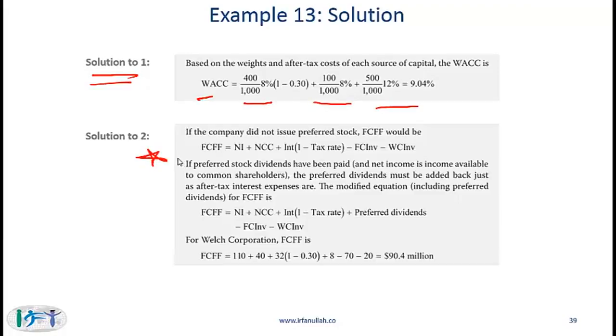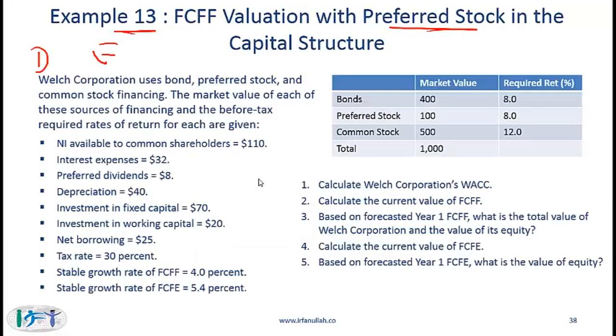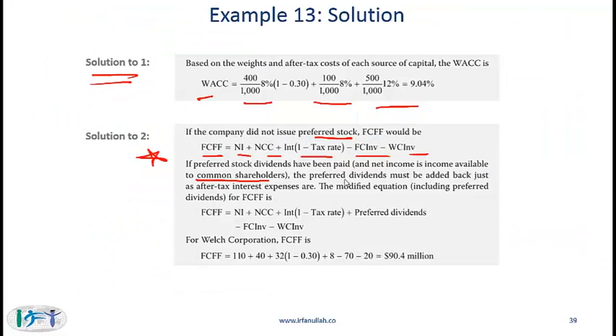Then this is actually the part that is important. If the company did not issue preferred stock, then FCFF would be essentially the relationship that we've been talking about. If preferred stock had been paid and net income is income available to common shareholders, which is what has been defined over here, the preferred dividends must be added back just as the after-tax interest expenses are. Does this make sense? Just like you add back after-tax interest expense because you are identifying the money available also to debt holders, now you need to add back preferred dividend because the preferred shareholders are also suppliers of capital.